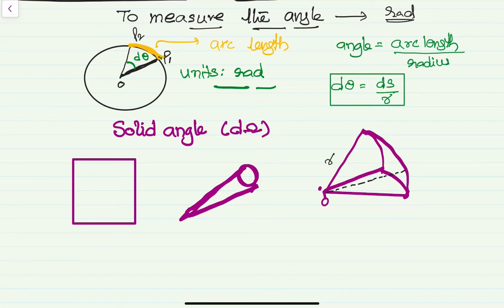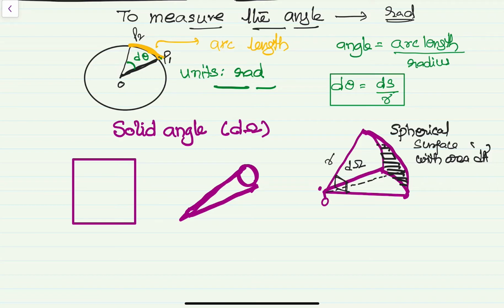Of course, this is radius r, and this is called a spherical surface, a spherical surface with area dA. And once you see that, this is the angle made at the apex, which is called d omega.